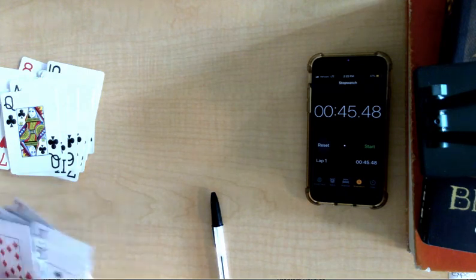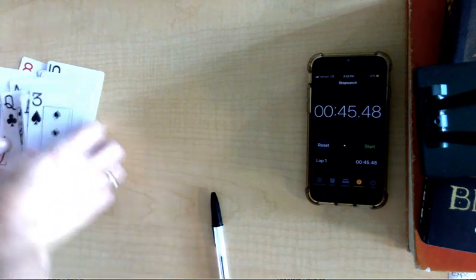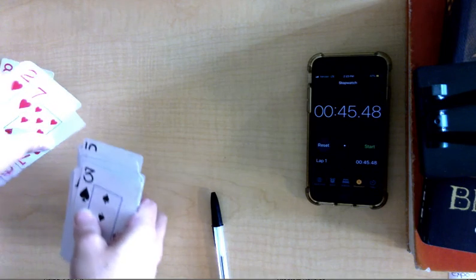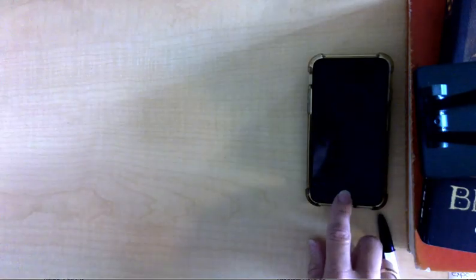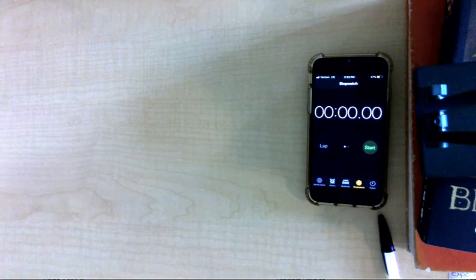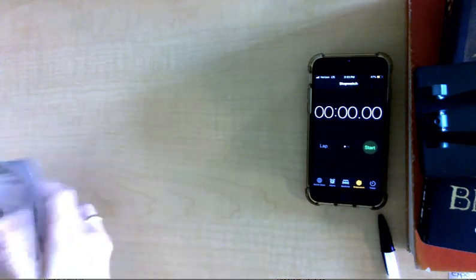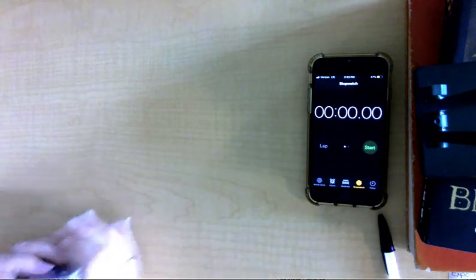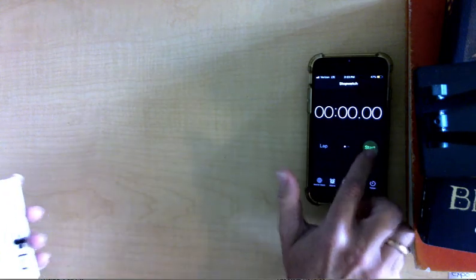So the last task is to divide them into 13 piles, one card at a time based on the number or the face card, right? I don't know if I can do this one. I'll try and get it all right on the screen here for us. So here we go. Let's see, 13 piles by number.